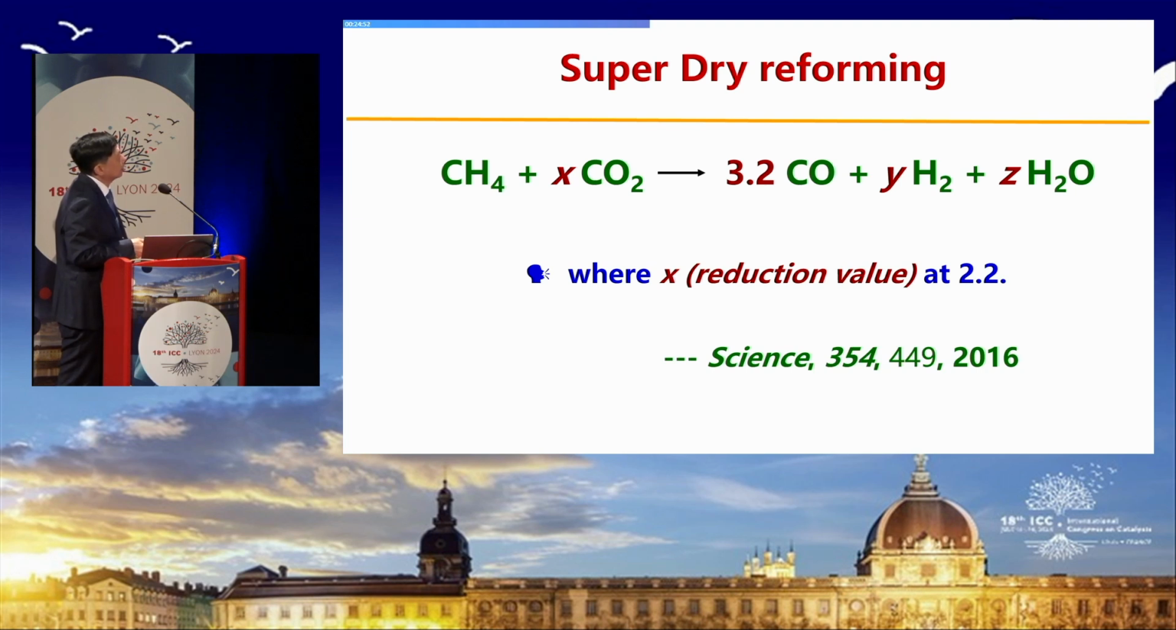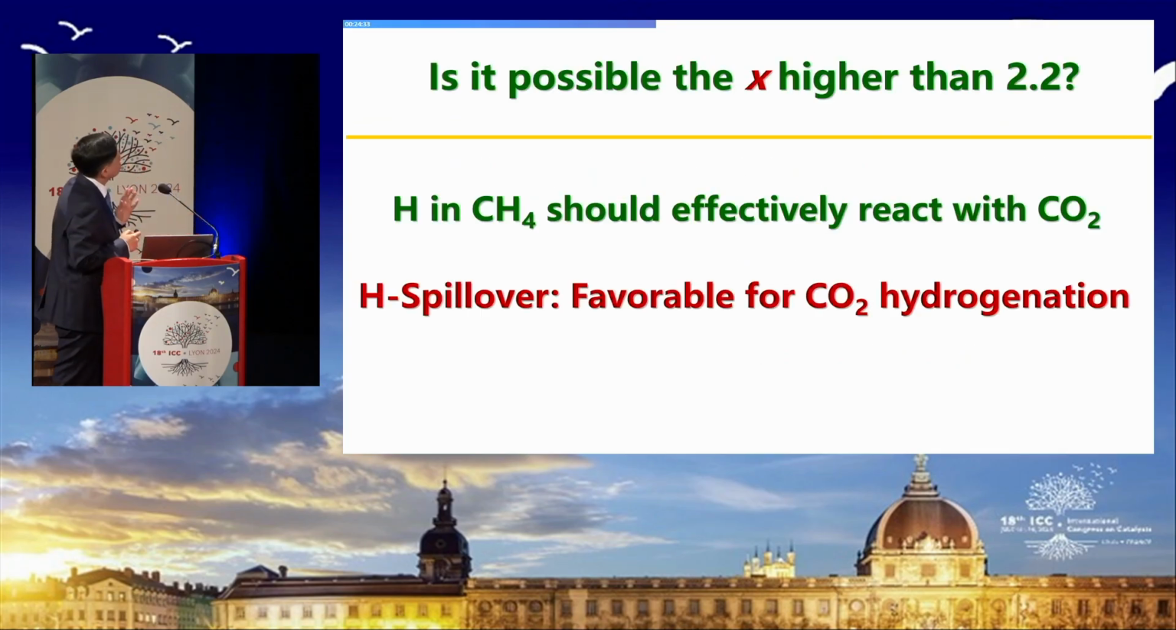Eight years ago, an American professor reported super dry reforming. Here, the X value is about 2.2. One methane reacts with about two CO2 to form three CO. But where the S value is about 2.2. So the question to students is: is it possible to get this value higher than 2.2?